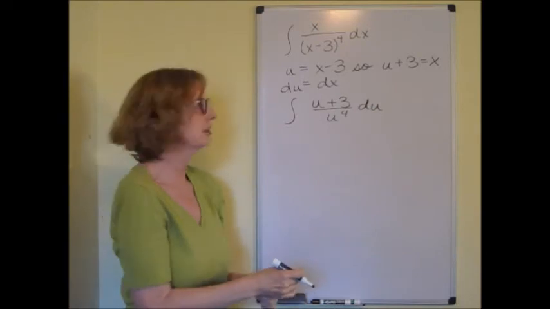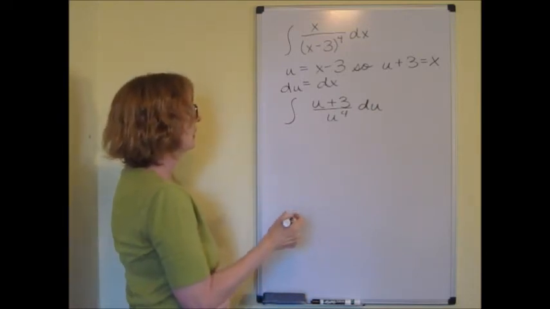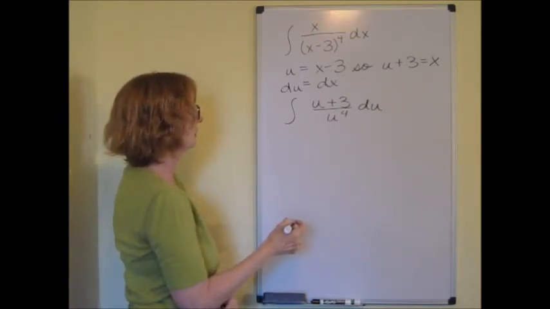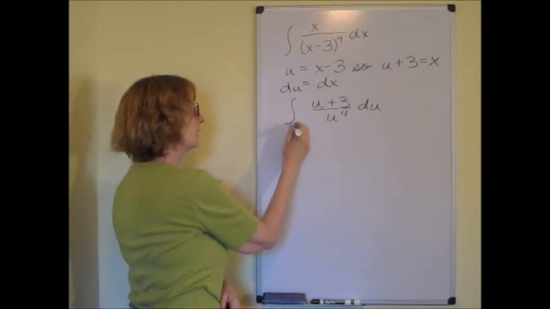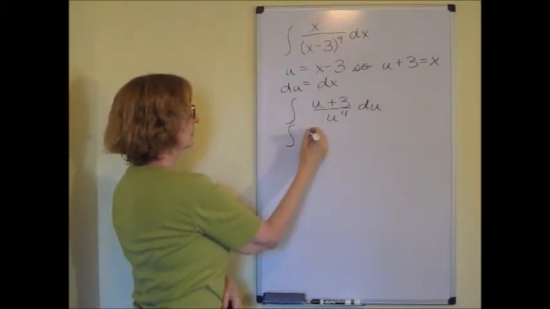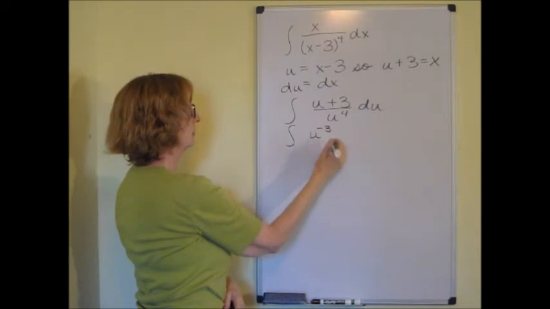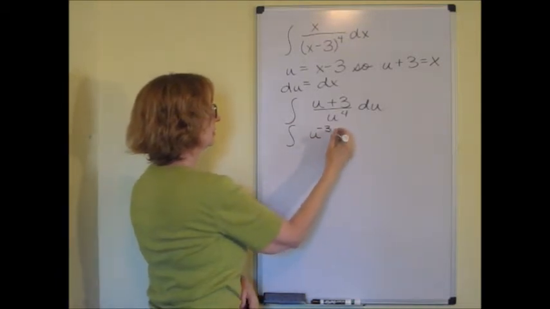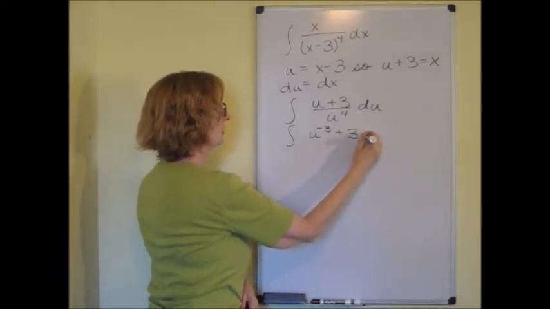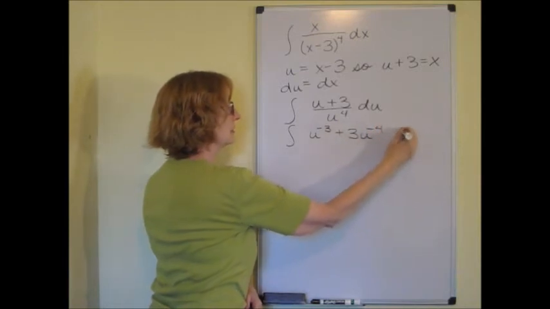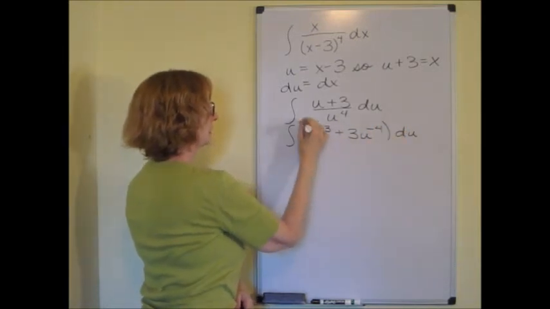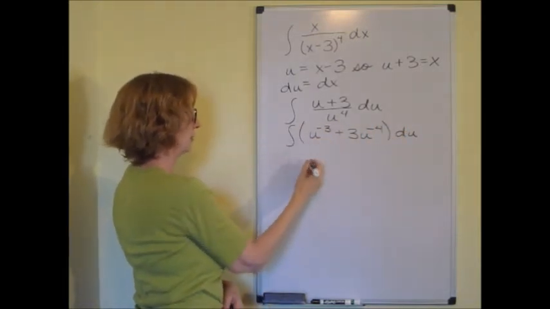This I can work with. I can separate it up. So this is really going to be the integral of u to the -3 plus 3u to the -4 du. And that's something I can work with. Let's just raise the power.